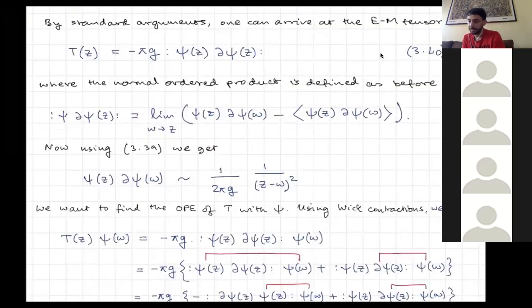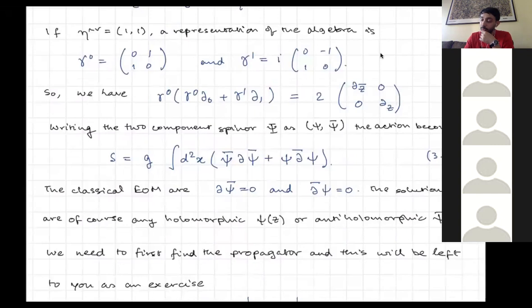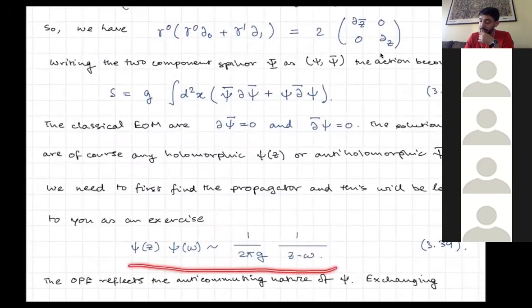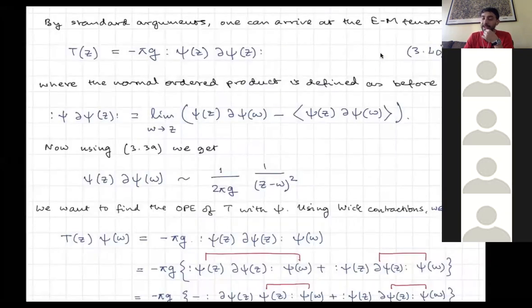You can also, by standard arguments, arrive at what T of z is. T of z has a form like psi del psi. Again, the normal ordering indicates that when you take omega to z, you need to subtract out this piece. This is left to you as an exercise. So that is what psi with psi is. Then you need to find psi with del psi, which is just going to be 1 over z minus omega again.